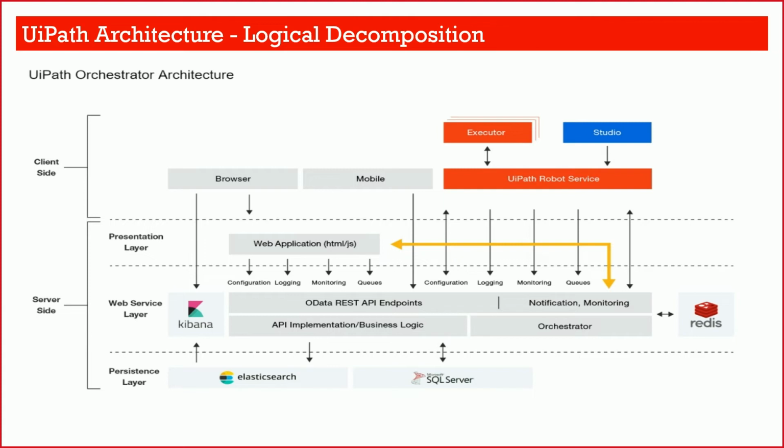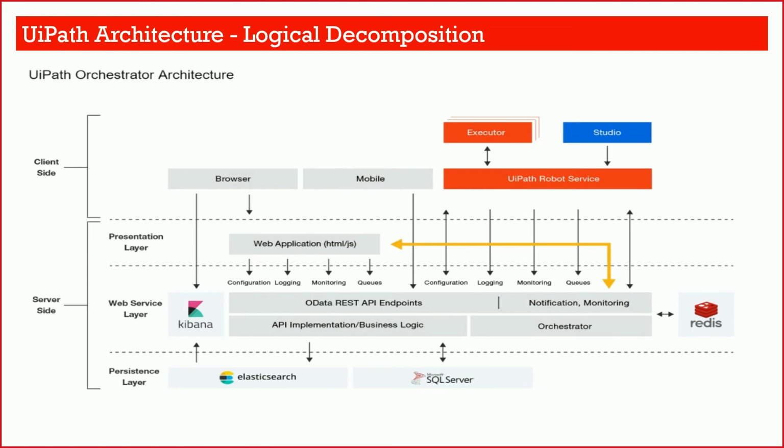The UiPath robot service is also using the same set of web services to perform those tasks. And if you want to perform any of these tasks, like configuration, logging, monitoring, queues, you should also be able to do it using the web service layer from a third-party application using the OData REST API endpoint, right? Got it? So that's the web service layer. It provides various services, and those services are consumed by the presentation layer and by the robot services, and they can also be consumed outside the UiPath Orchestrator boundaries in a third-party application using the OData REST API.